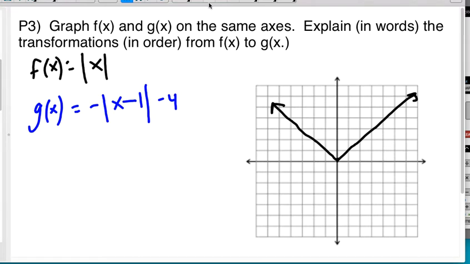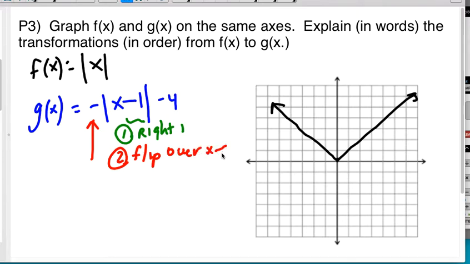Now let's go ahead and walk through the changes again, right? So first change that's happening is that this thing's going to go right 1, right? The second thing that's happening is that this thing is going to flip over the x-axis, right? And the last thing that's happening would be this -4 on the outside, which is down 4.